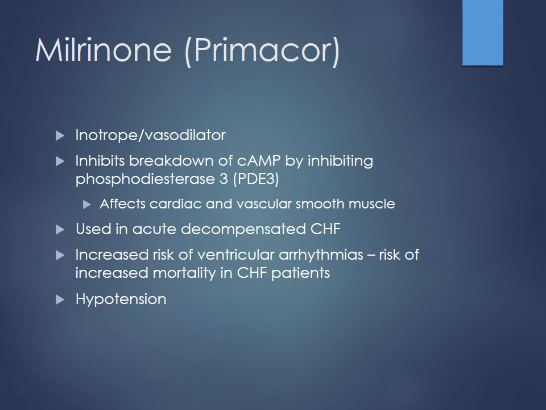Next we have milrinone. This is Primacor. You'll sometimes again see this used for acute decompensations of CHF. This one's kind of interesting because as opposed to dobutamine, which is a pure beta agonist, you're really only going to see effects on the heart. This one actually is a positive inotrope, and it's also going to be a vasodilator.